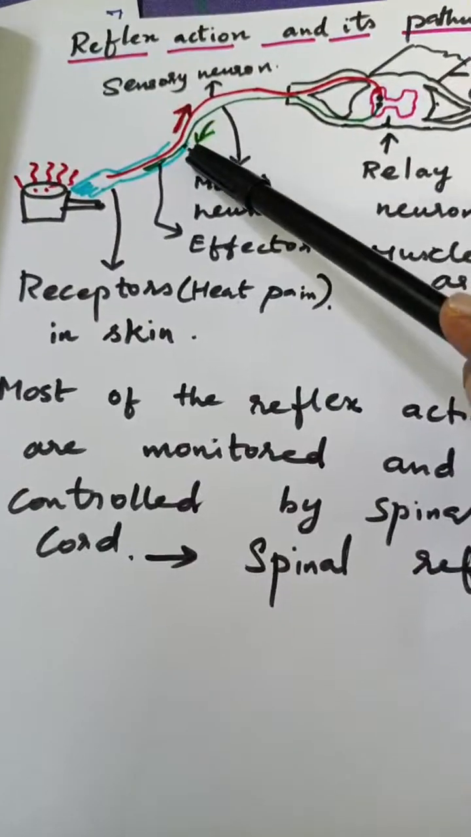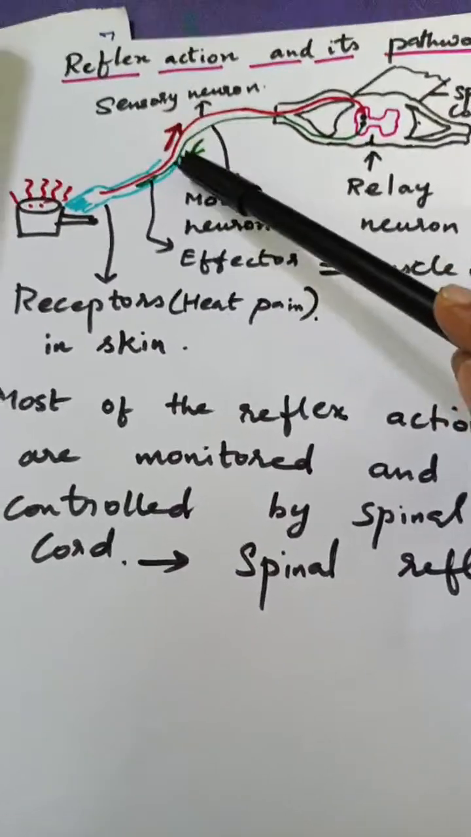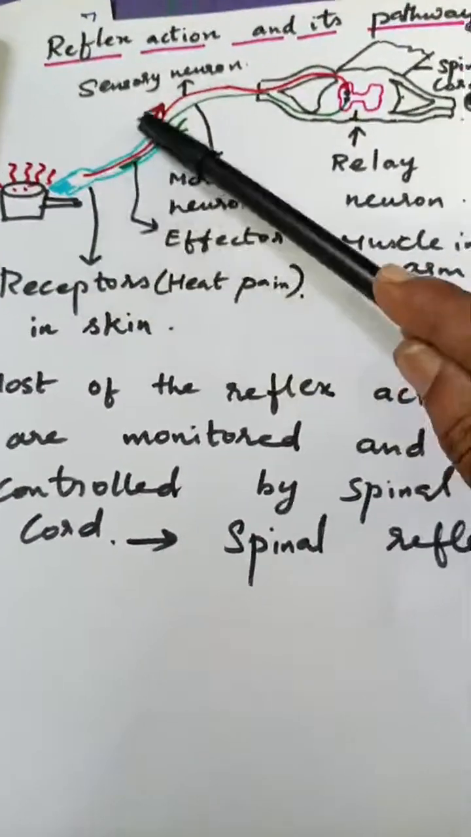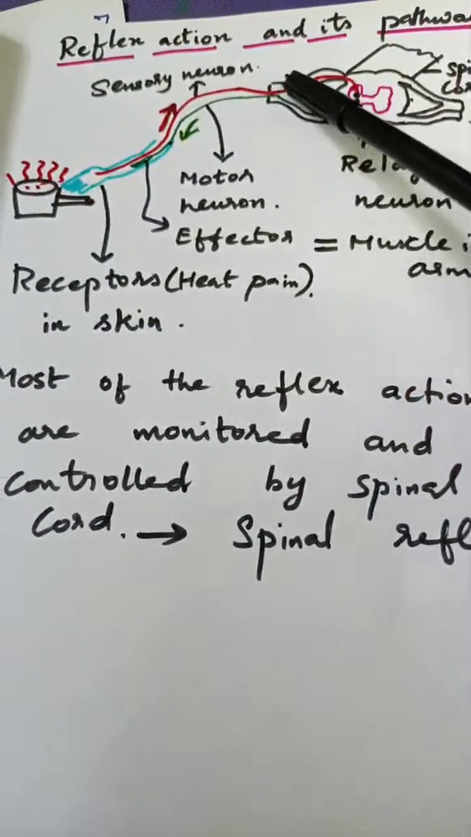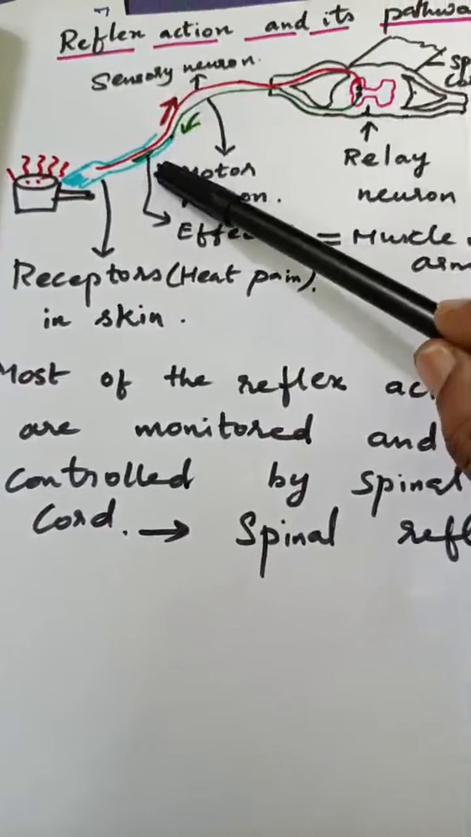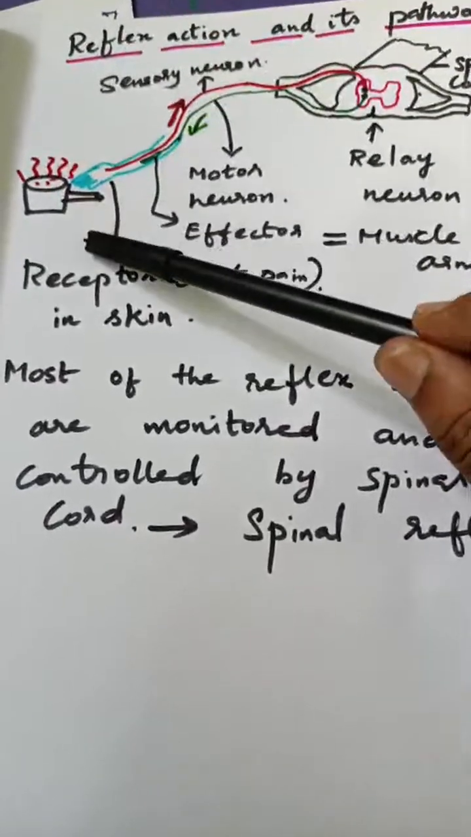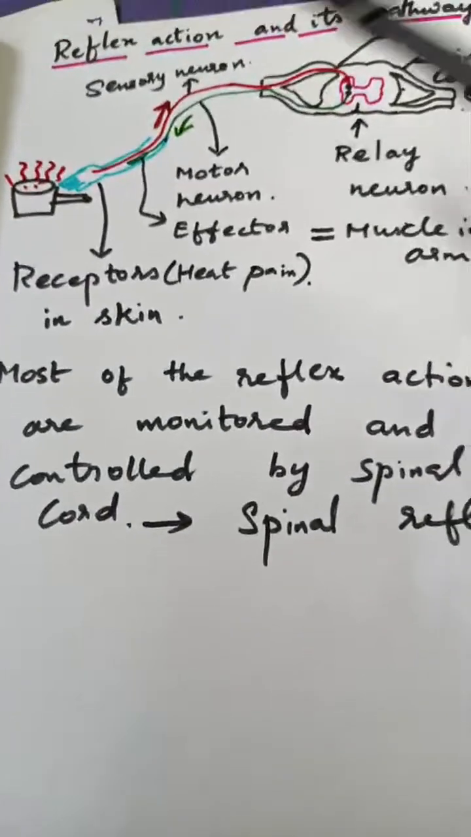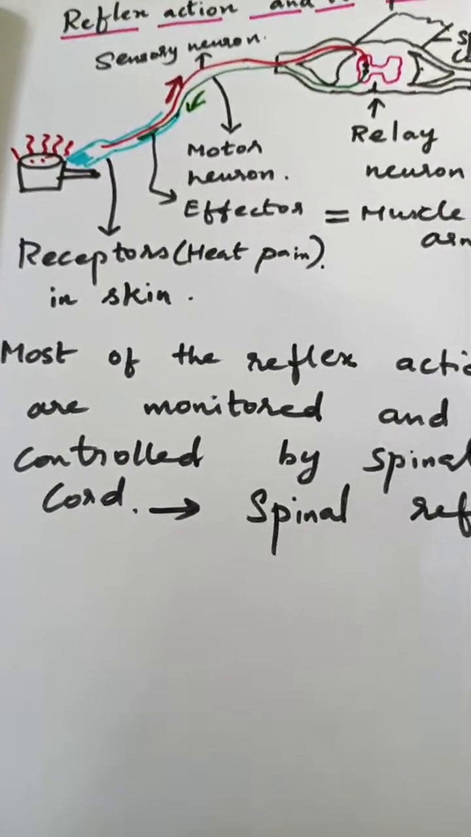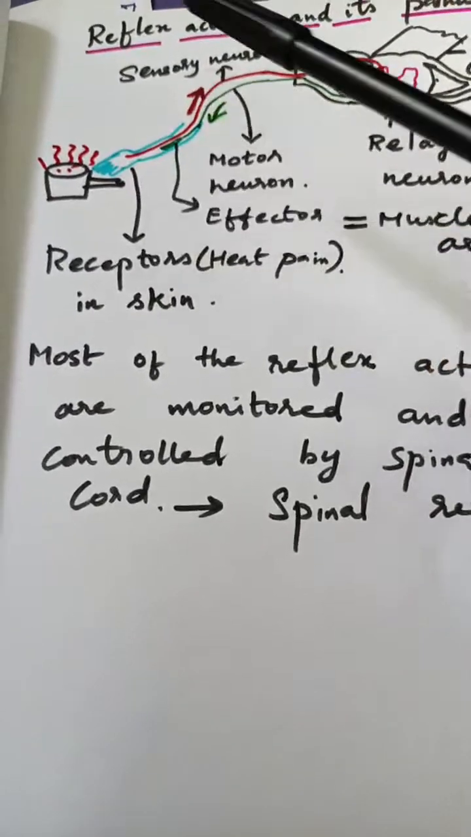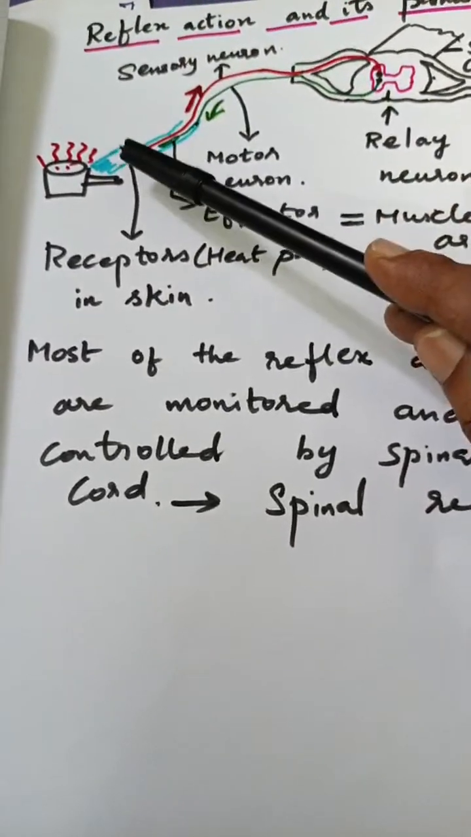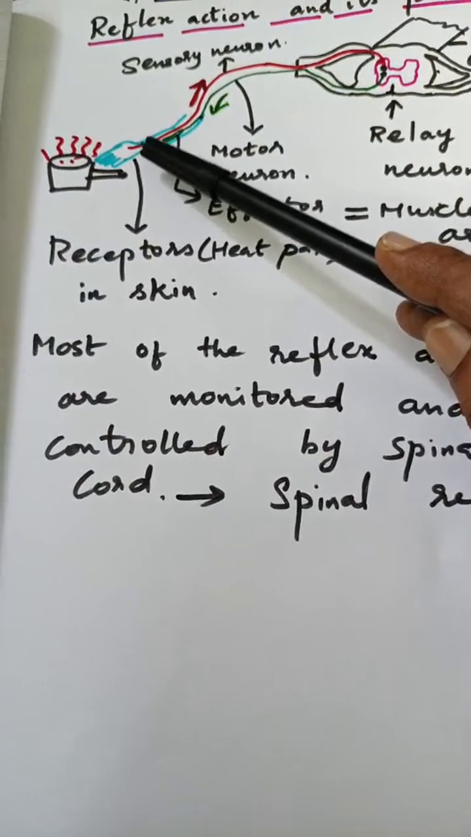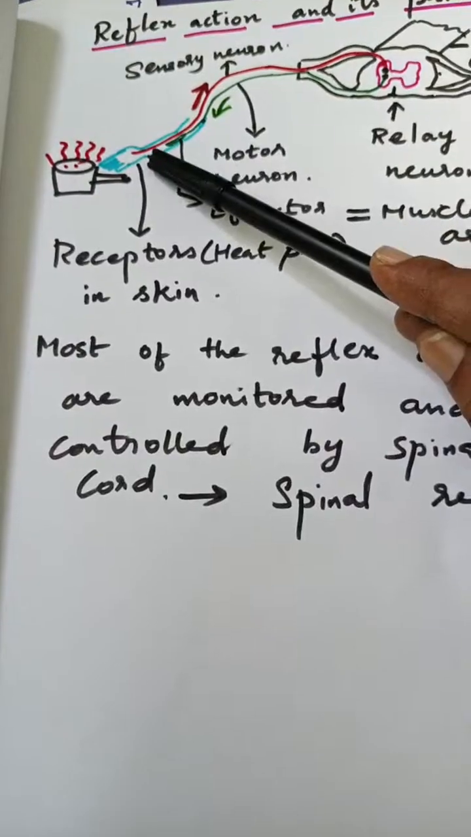It reaches the motor cells, where the effector cells are. The receptor carries the nerve impulse through the sensory neurons, whereas the effector responds to it, and immediately we take the hand from the hot pan. Am I right? So your effector is the muscle in the arm. Your receptor is the heat pain which has been recognized by your skin, your hand.